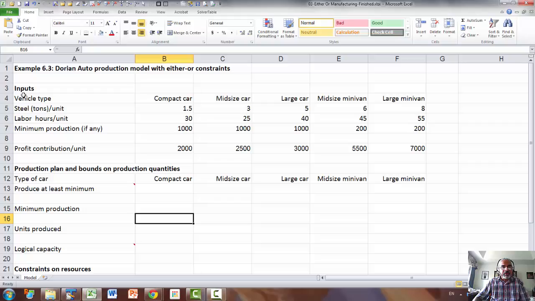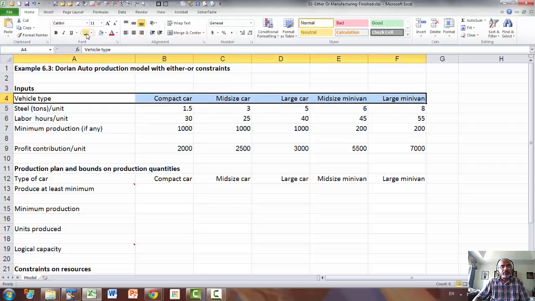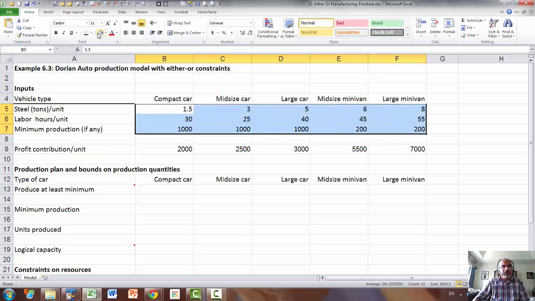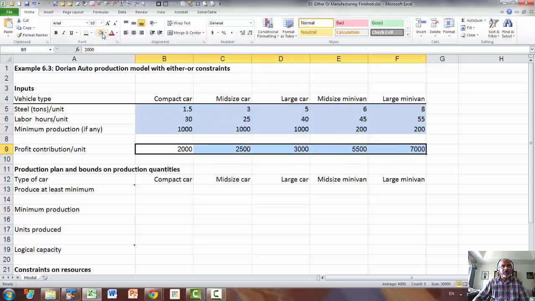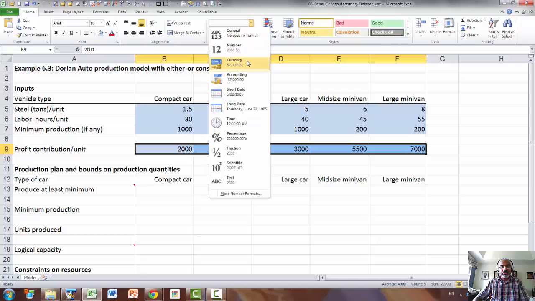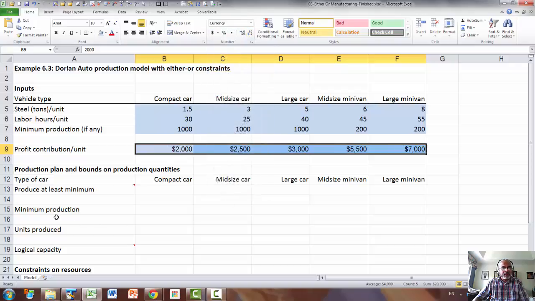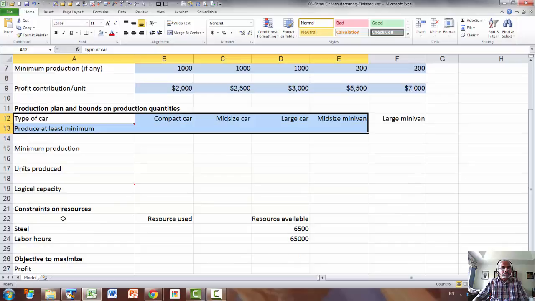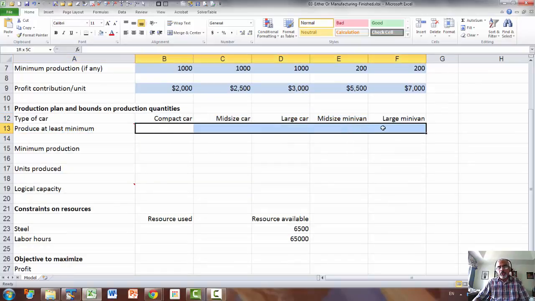Okay, so here we have the inputs. These are the steel needed, labor needed, and minimum production if a product is produced. And we have the profit contribution. So let's make that into a currency format, no decimal places. Okay, now production. Okay, produce at least minimum.